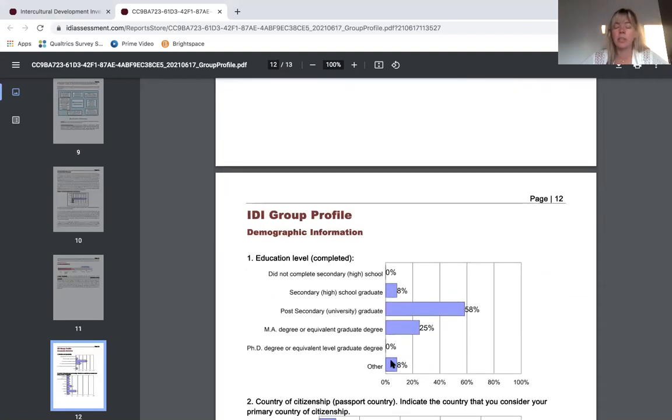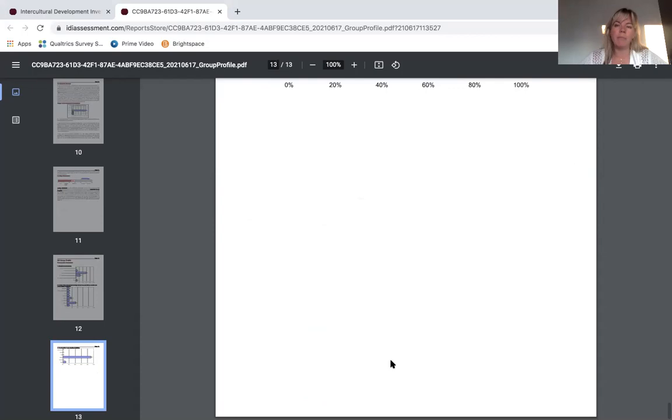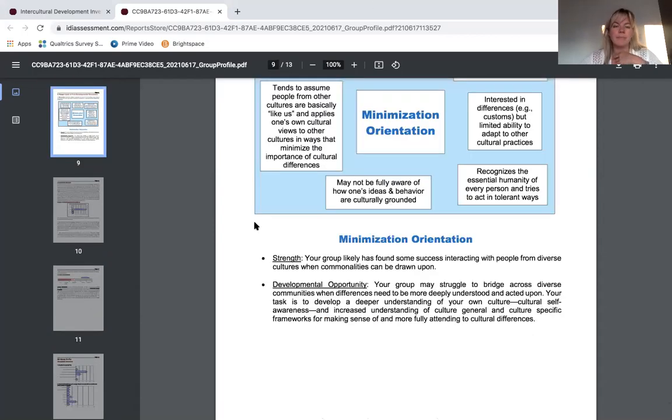I'll share this with you as well. I'll make sure that you get a copy of this IDI group profile, so that it talks about the demographics of this group for our own interest's sake. Let's just switch back.